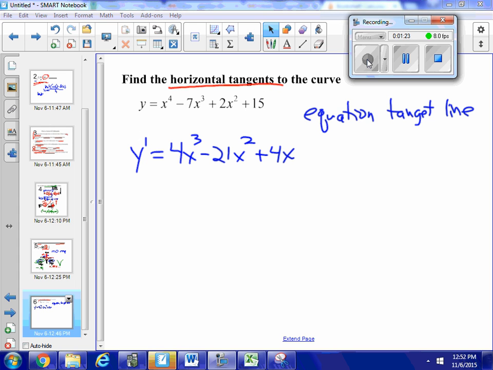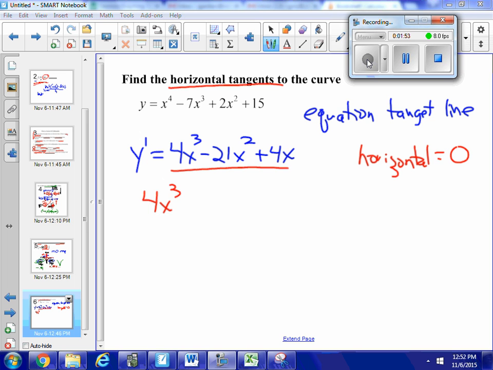So now I have a nice equation of my derivative, and I'm trying to find out, well, where is the slope horizontal? Well, we know when we have a horizontal slope, the slope is equal to 0. So I need to set this equation here to 0 to find where the horizontal tangent is. So I have 4x cubed minus 21x squared plus 4x is equal to 0.